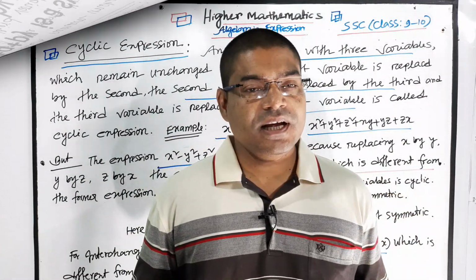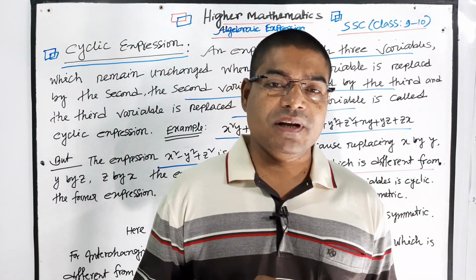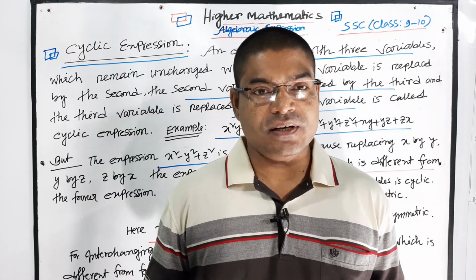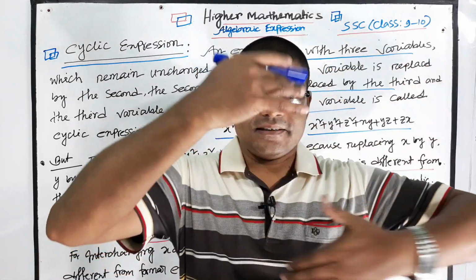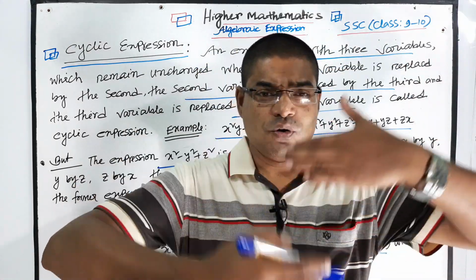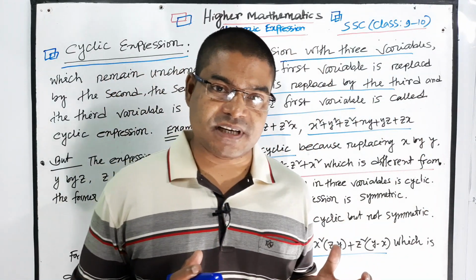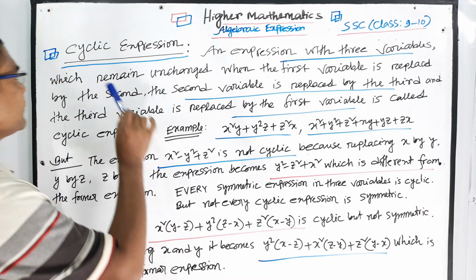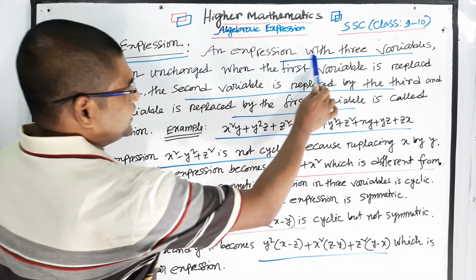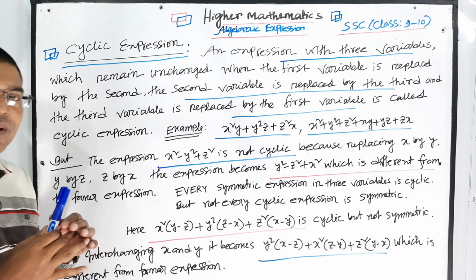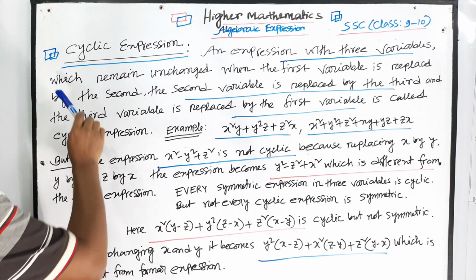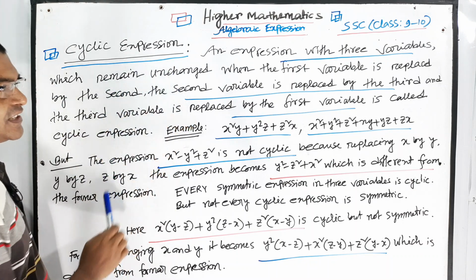Symmetric expression. Now we have to know the definition of cyclic expression. Cyclic, this is cyclic, one after another. Now what is the cyclic expression? So you can say here is an expression with 3 variables.